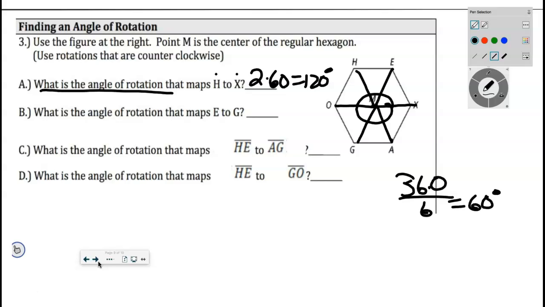No? Let's try one more. Let's do one with a segment. So it says, what is the angle that will take HE, so this one, go ahead and mark it maybe darker, to AG. So basically, H has to go to A. So start with H and start clicking. 1, 2, 3 clicks. Correct? So 3 times 60 is 180. And you're done.